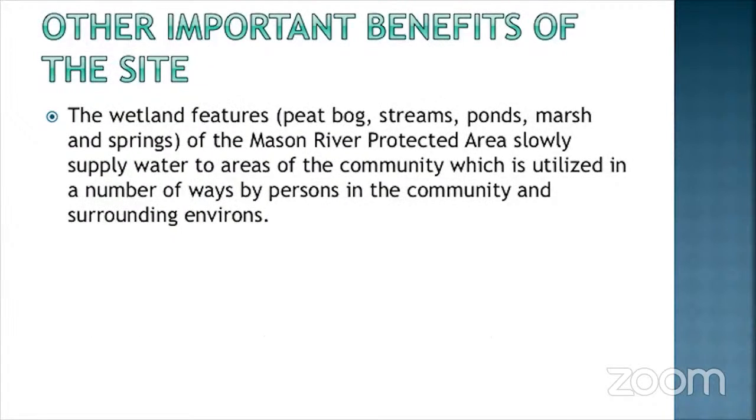The wetland features, peat bog, streams, ponds, marsh, and springs of the Mason River Protected Area slowly supply water to areas of the community, which is utilized in a number of ways by persons in the community and surrounding environs.